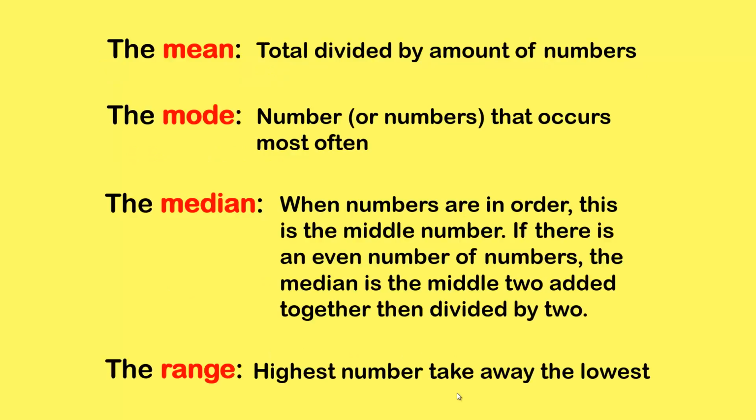So there's a little screen explaining the mean, mode, median and range. So the mean is the total divided by however many numbers we have. The mode is the number or numbers that occur most often. The median, put them in order, get the middle number. If there's an even number of numbers, there's two middles, add them up, divide by 2. Range, highest, take away lowest. On another section, you will find a rhyme that will help you remember that. Okay, some people prefer rhymes, some people just like it in text like that.